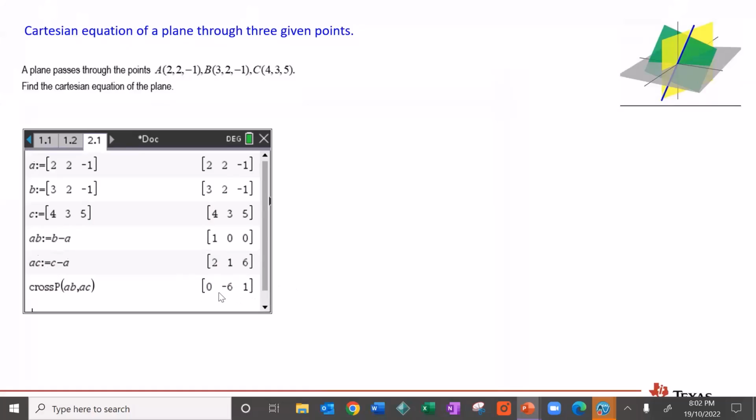That gives me the normal vector. So I would say the equation of the plane is minus 6y plus z equals d. To find d, substitute any of the points. And that's how we can easily find the Cartesian equation of a plane through 3 given points.